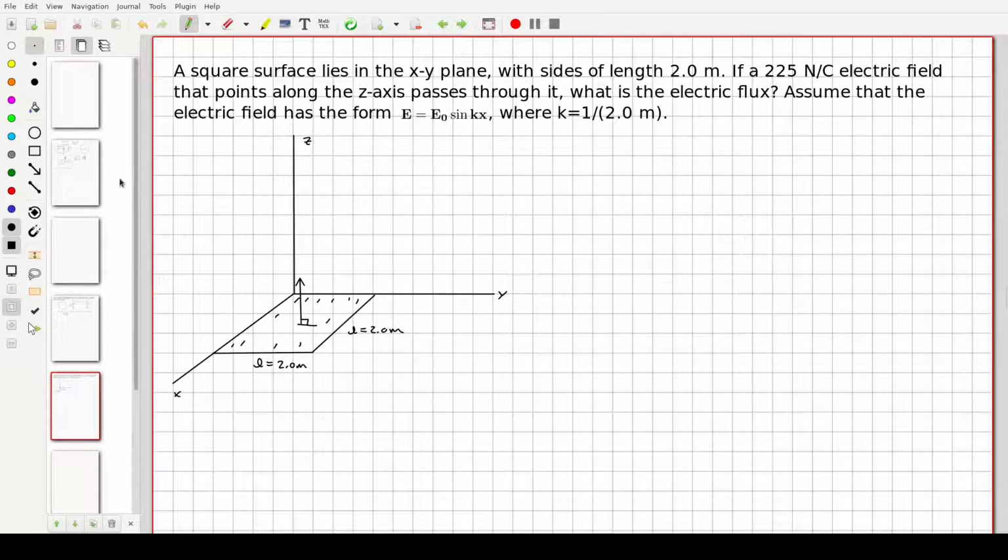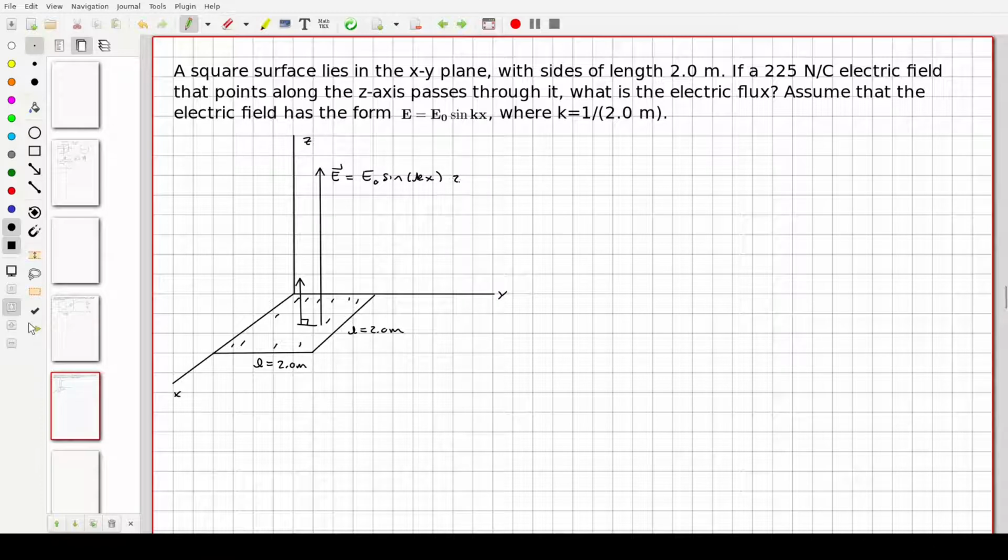Okay, so what we're given here is E naught. All right, so let me draw my electric field. It's going straight up the z-axis. So it's going straight up like this. So here's my electric field. It has the form of E naught times sine of k times x, z hat, going straight up z.